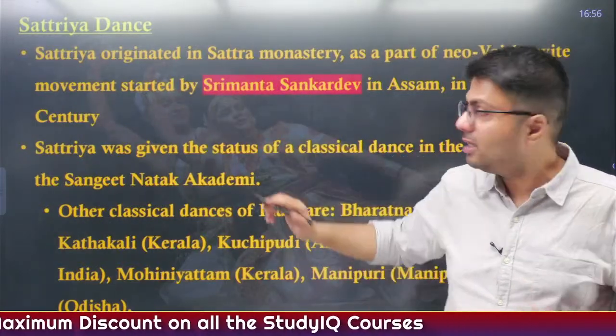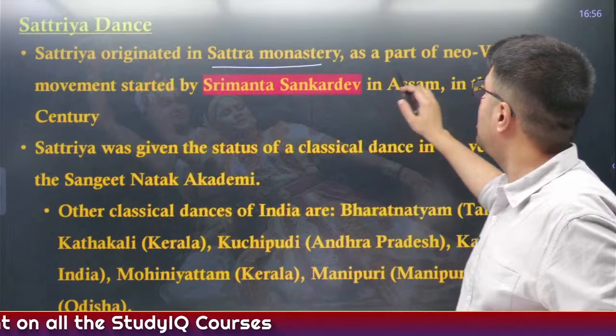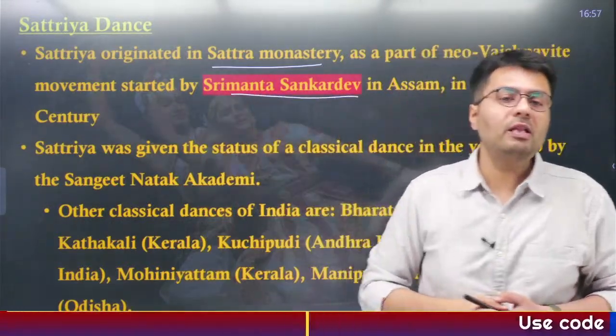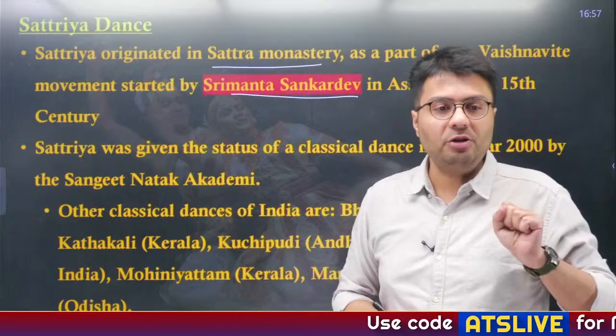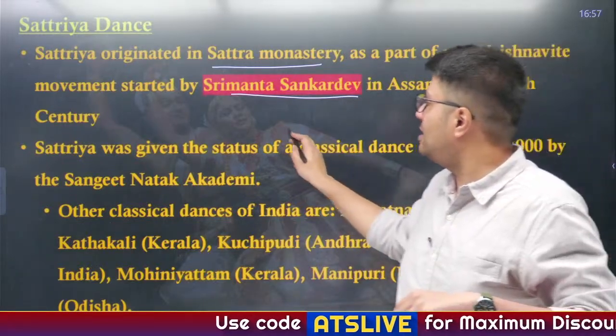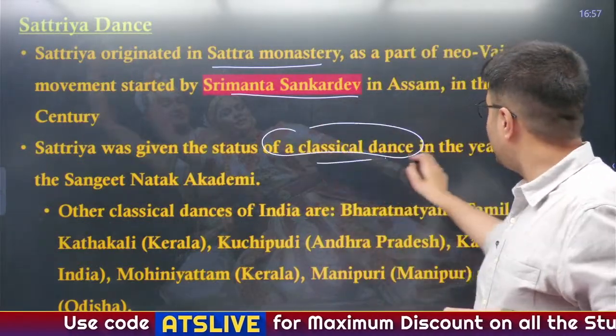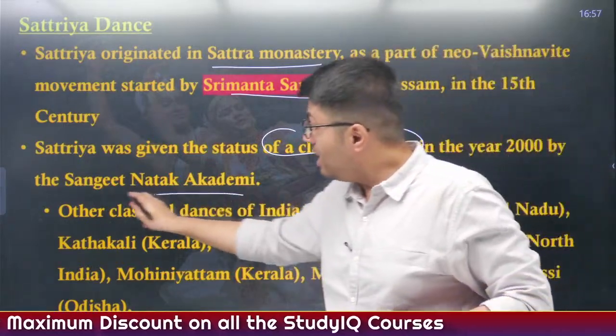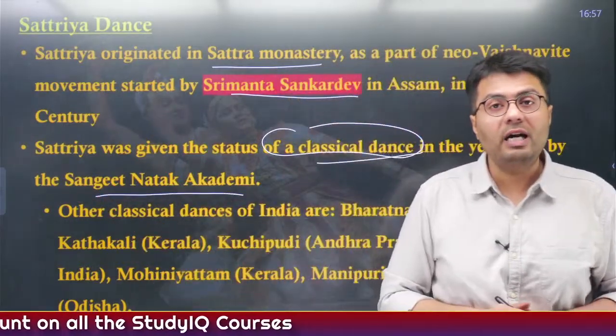Now let us also talk about a classical dance which was mentioned in the context, that is Satriya dance. Satriya dance originated in the Satra monasteries, which were a part of the Neo-Vaishnavite movement led by Srimanta Sankardev in the state of Assam back in the 15th century. Satriya was given the status of a classical dance in the year 2000 by the Sangeet Natak Academy.